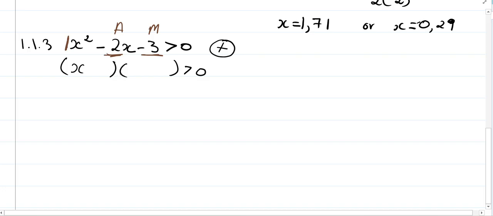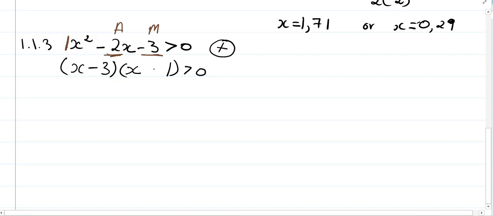So what are those two numbers? Those two numbers are -3, or those two numbers are 3 and 1. And then you must remember when you get here that the bigger number takes the sign of the middle term. The middle term is -2, so the bigger number takes the sign of the middle term.